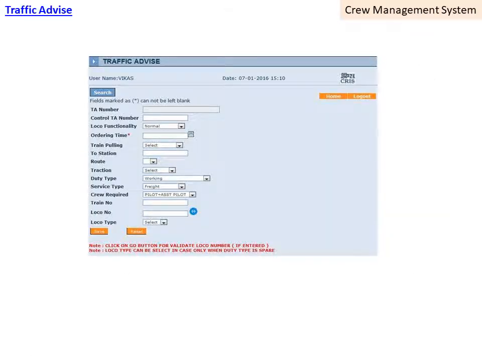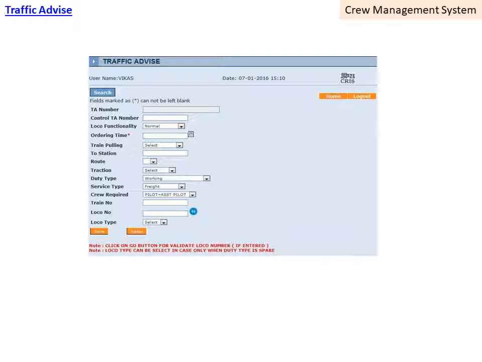This is the TA form. The TA form has the automatic control TA number, loco functionality, ordering time, at what time we are ordering, and train pulling section, from where to where, the to station, and the route we are going. Then traction, electrical or diesel, duty type, working or pilot, and service type, freight, coaching, shunting or ballast train. Some engineering specials also work, so the type of service is mentioned here. Whether the crew required is loco pilot or assistant loco pilot, or pilot plus pilot, or pilot, assistant loco pilot and guard, the three can be booked at a time, and the train number, loco number and loco type.